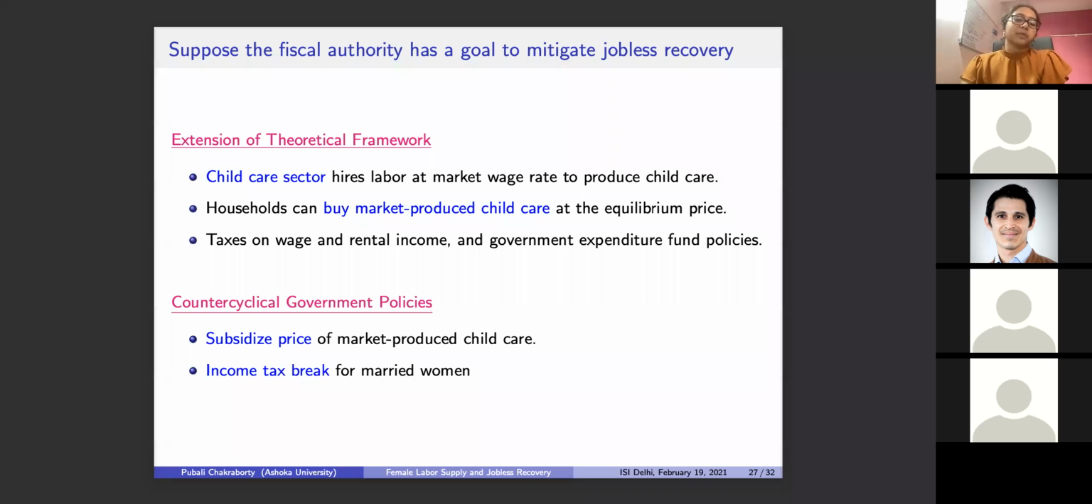Whereas men would have to substitute between leisure and market work. As a result, you see a higher response for women, even though the wages earned by men are higher relative to women.